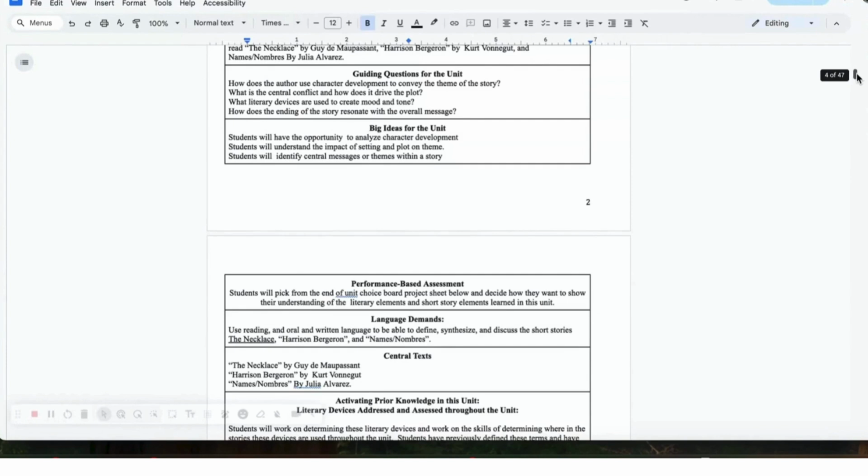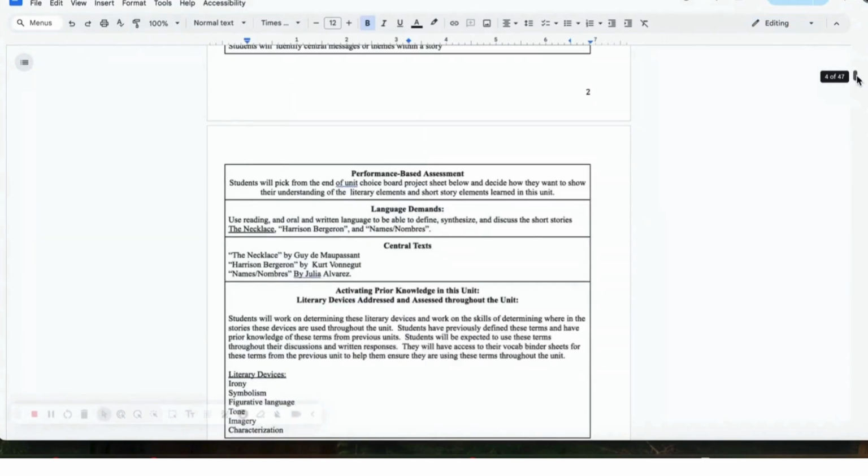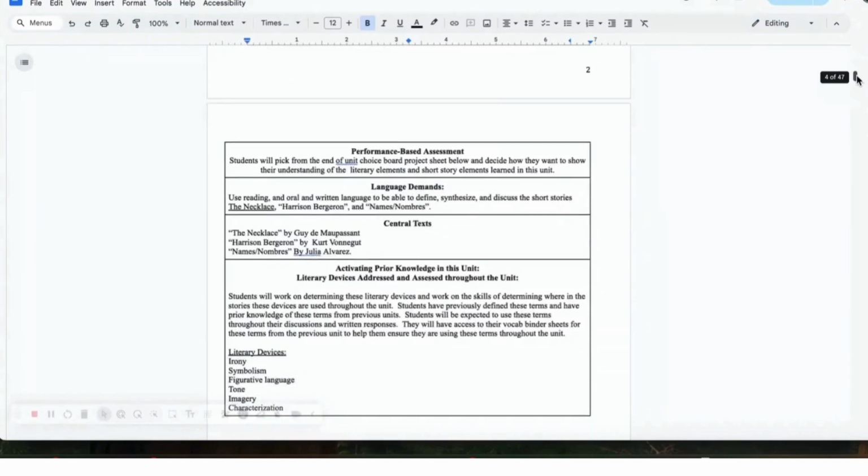There were performance-based assessments at the end of the unit. They do have a choice board project sheet, which I will show later, where they got to choose how they were going to show that they fully understand the 3 stories that were read. We would, for the 3 stories, work together on reading the stories and discussing what was happening in them to kind of build that foundation.